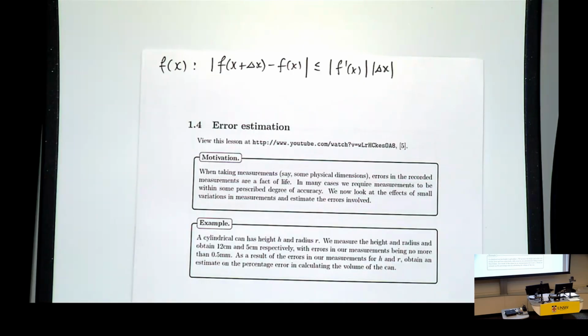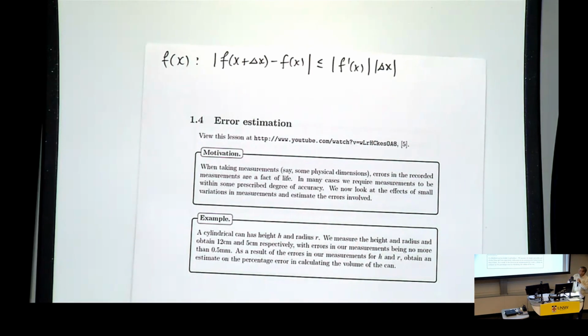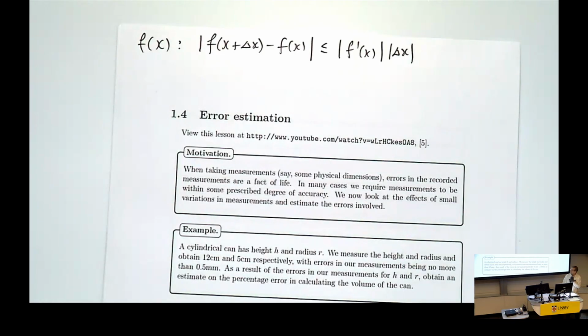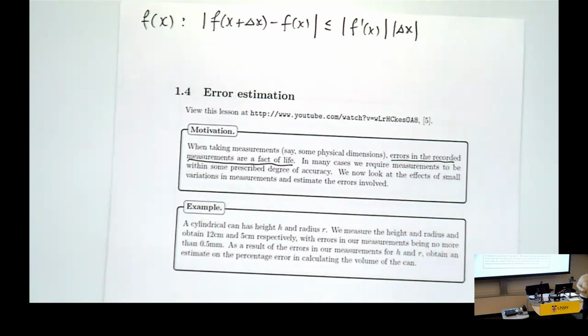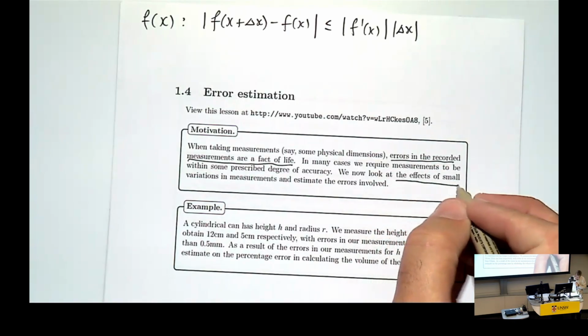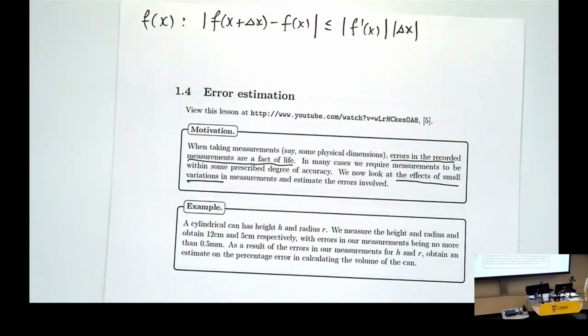Okay, so I guess I can read this. This is no problem. So when we take measurements, we do make errors. So what we turn to is, well, I can maybe estimate that to a certain degree of accuracy. And what are the effects of small variations? That's the idea. This is very common. All right, let's have a look at our example.